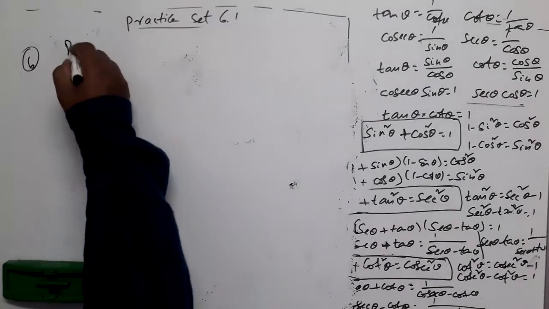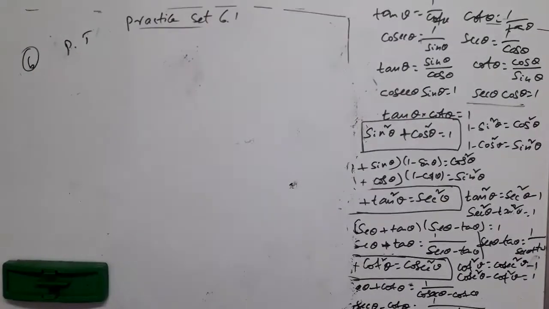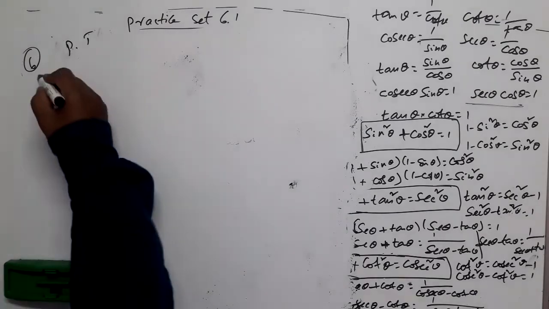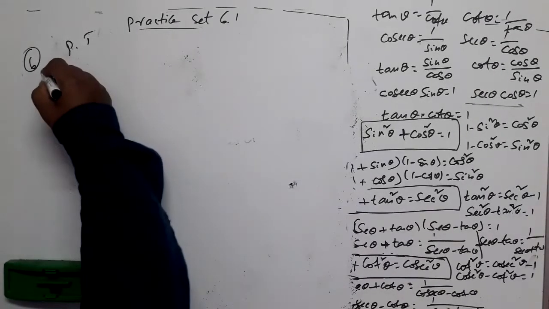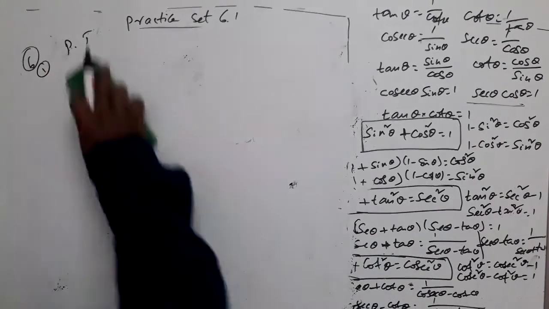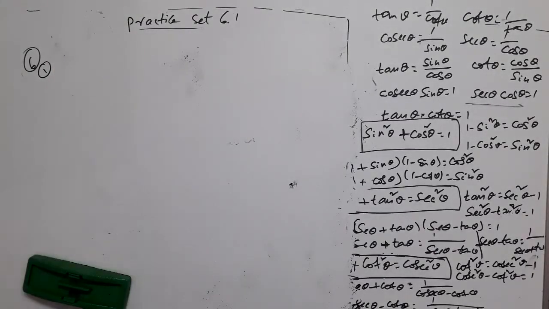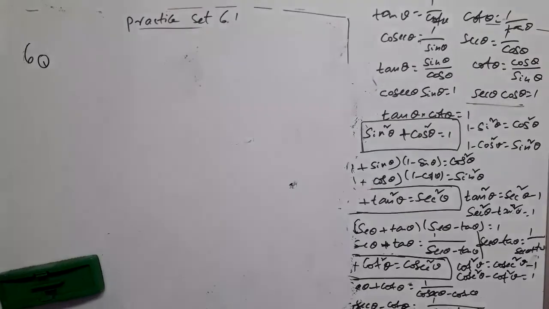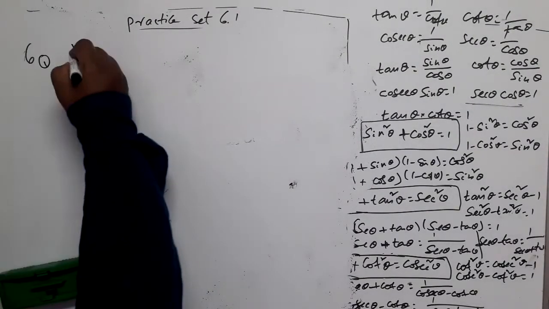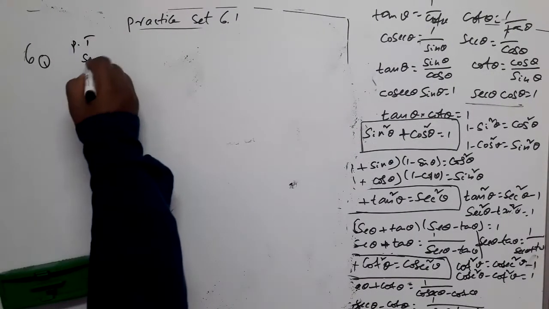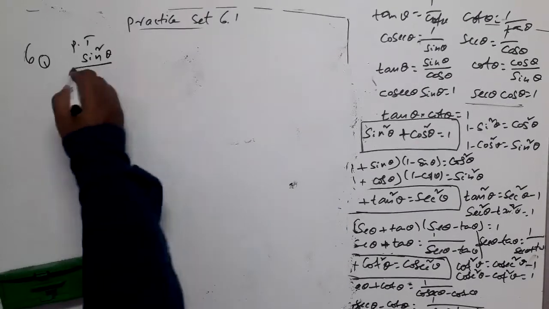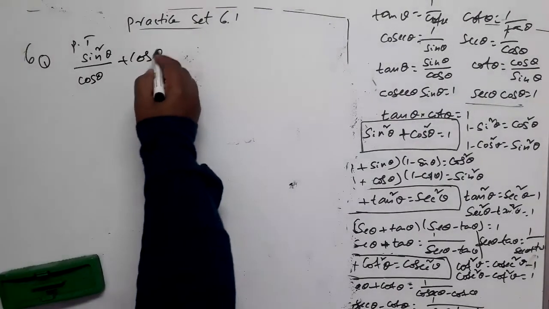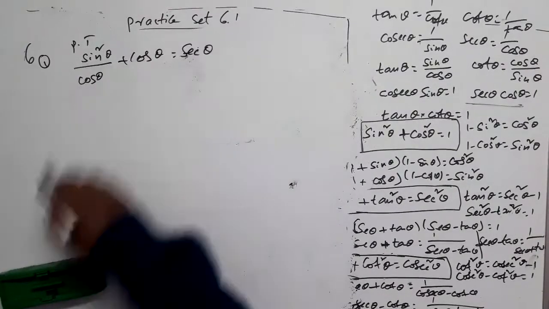Prove that it has how many question parts? 12 bits, right? Let us see the first one of those 12. Six-one: prove that sin square theta upon cos theta plus cos theta is equal to secant theta. That is the question.